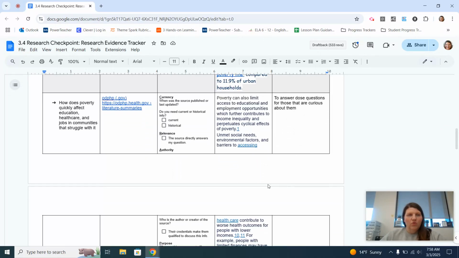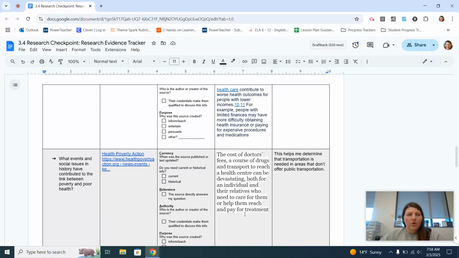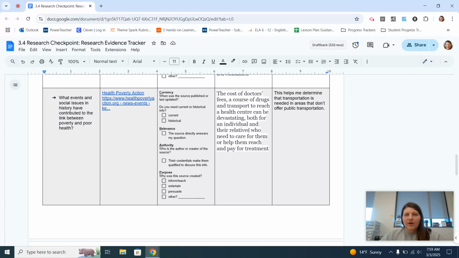Then when I am looking for more patterns, what events and social issues in history have contributed? The cost of doctors' fees, course of drugs, and transportation to reach a health center can be devastating. Transportation is an issue, especially if we live 20, 30 miles away from where the doctor's office is. Maybe they don't have transportation. So this evidence right here helps me determine that transportation is needed in areas that don't offer public transportation.